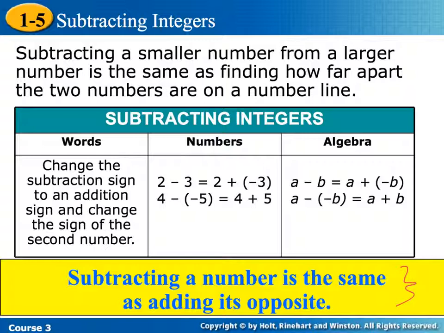Alright, so if you look at this, subtracting a smaller number from a larger number is the same as finding out how far apart the two numbers are on a number line. Okay? When we subtract, it is the exact same thing as adding its opposite. Let me say that again. Subtracting a number is the same as adding its opposite.